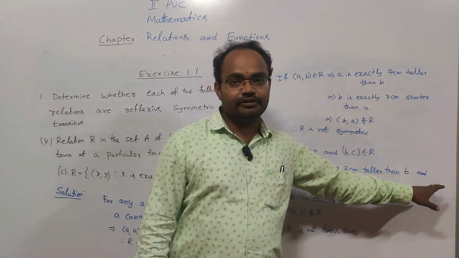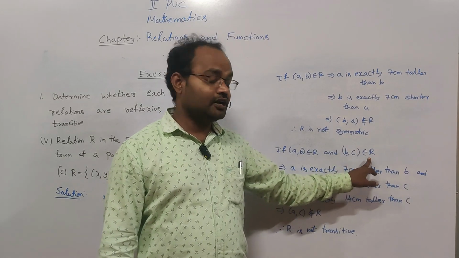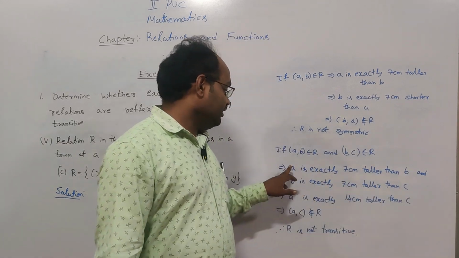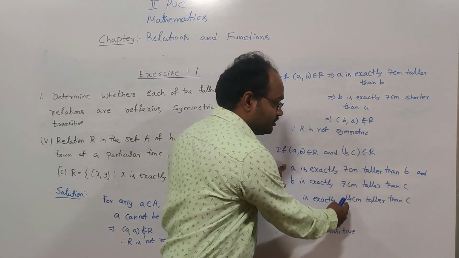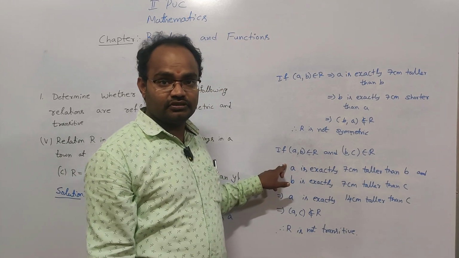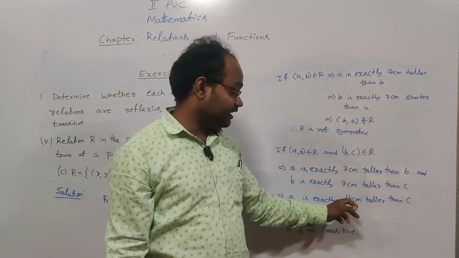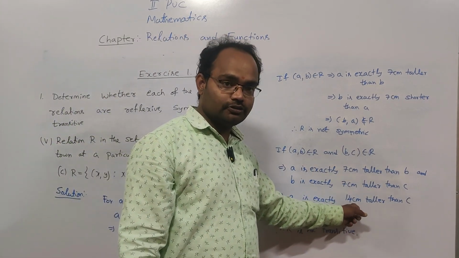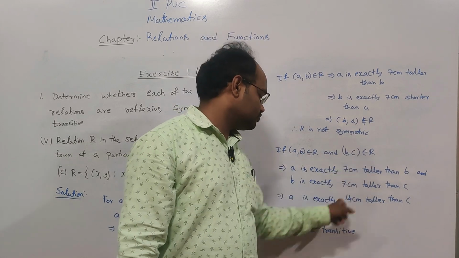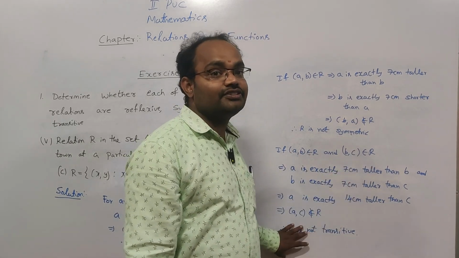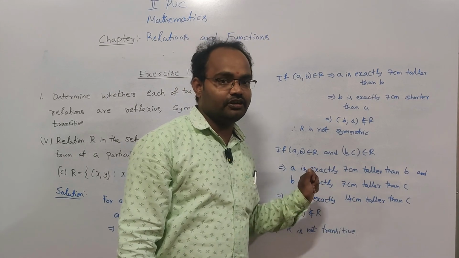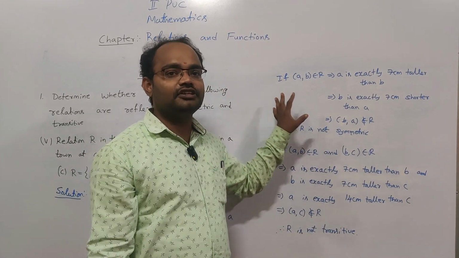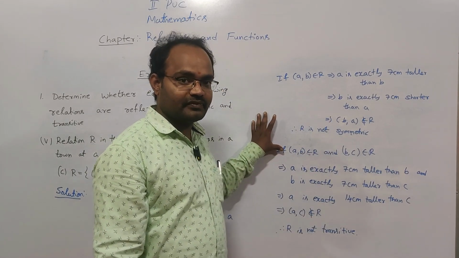A is exactly 7 centimeter taller than B. BC belongs to R. B is exactly 7 centimeter taller than C. That means A is 7 plus 7, 14 centimeter taller than C. But this is not the given relation. Exactly 7 centimeter is all that is given. 14 centimeter does not belong to the relation. AB belongs to R, BC belongs to R, but AC does not belong to R. It is not transitive also. So this particular relation is neither reflexive nor symmetric nor transitive. This is the relation. Okay.